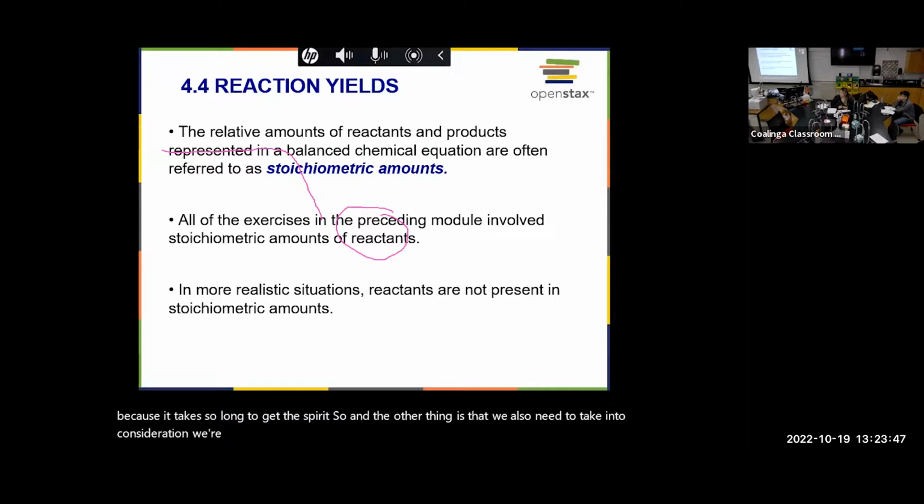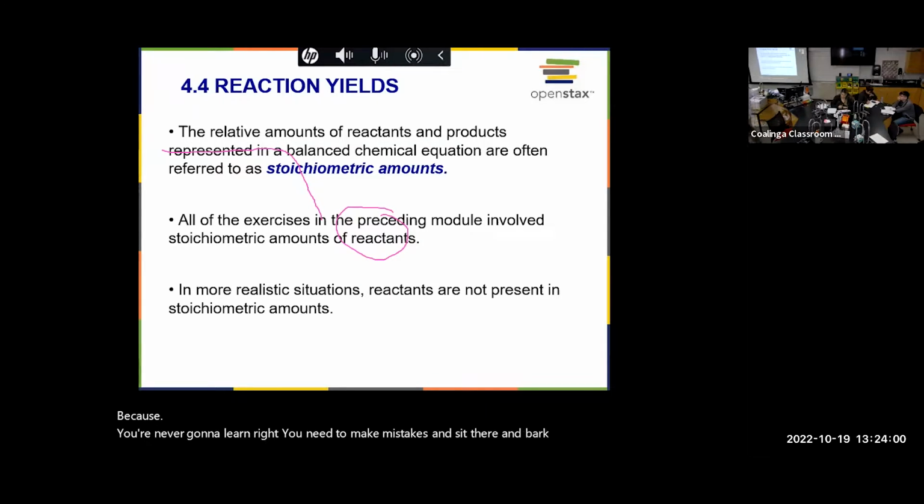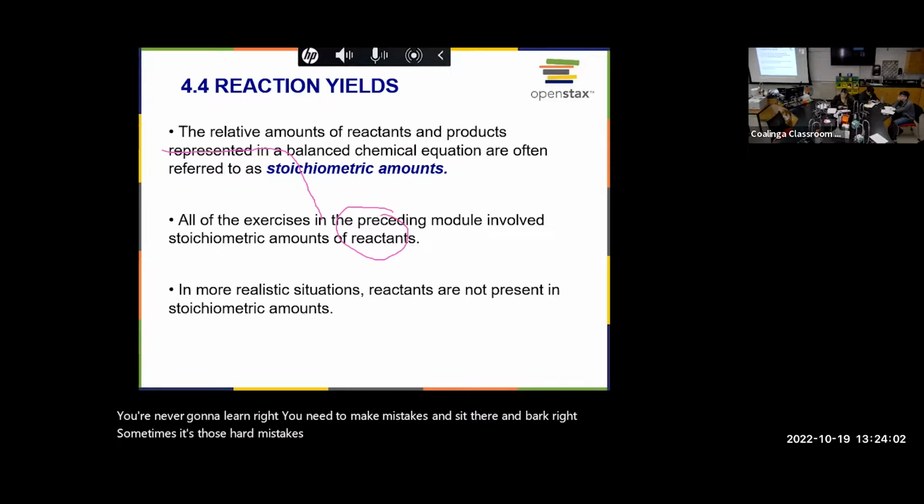We're gonna make mistakes. That's part of it. If you're not making mistakes, then you're not learning. If everything's perfect, right, then you're an idiot because you're never gonna learn, right? You need to make mistakes to sit there and learn, right? Sometimes it's those hard mistakes that make us learn so much faster than those easy ones, right? So get used to it. It's okay to make mistakes, as long as you learn from it, okay?